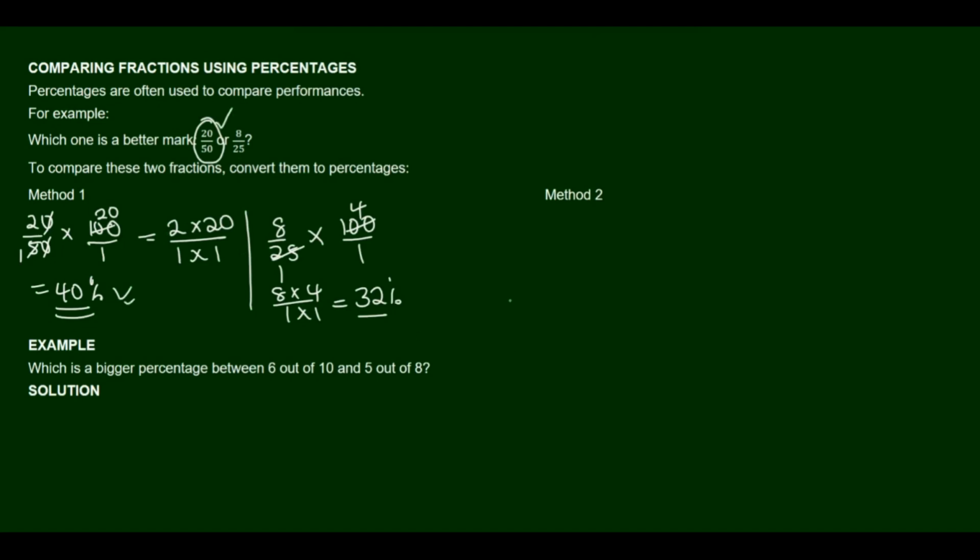The other method you can do, we can use our knowledge about equivalent fractions. So we have 20 out of 50. We want to make it out of 100, which is the percentage. So we can multiply 50 by 2. But if you multiply 50 by 2, we must also multiply 20 by 2. If you multiply the denominator by a certain factor, you must also multiply the numerator by that factor. So it's going to be times 2, times 2. Then we get 40 out of 100, which is 40%.